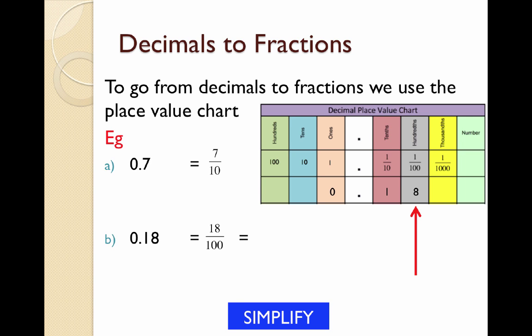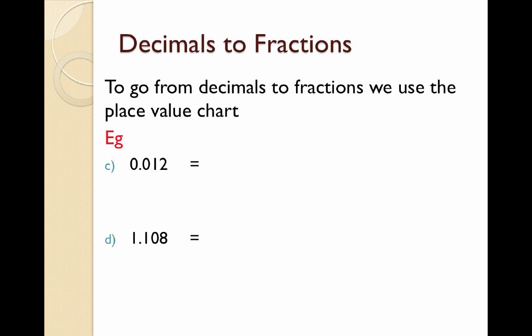But this can be simplified. Simplifying means writing the same fraction but with different, smaller numbers. Because the 18 and the 100 are both even, they can be halved. So as a simplified fraction, we should write 9 out of 50. Let's take a look at two more examples.